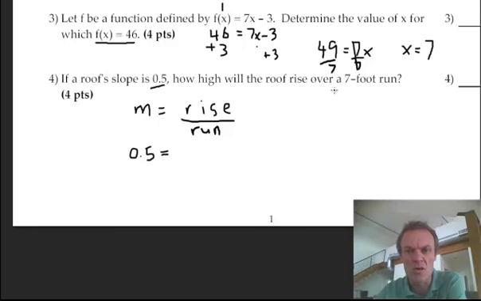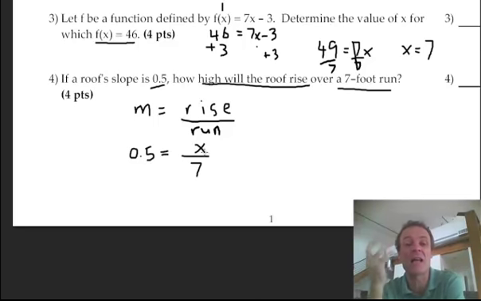What I know is the run. Right, a 7-foot run, okay? So I know the denominator. Now, what I don't know is how high the roof will rise. I don't know the rise, so let's just write x for it. I don't know the numerator. And that's it. You've now got to find out what x is.